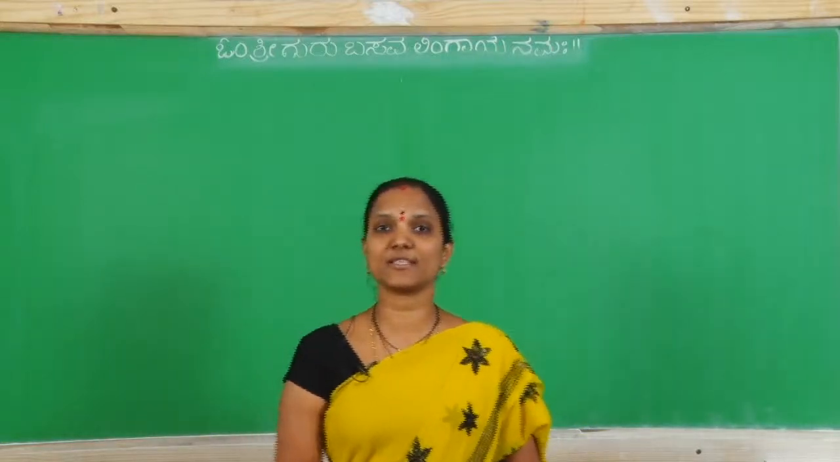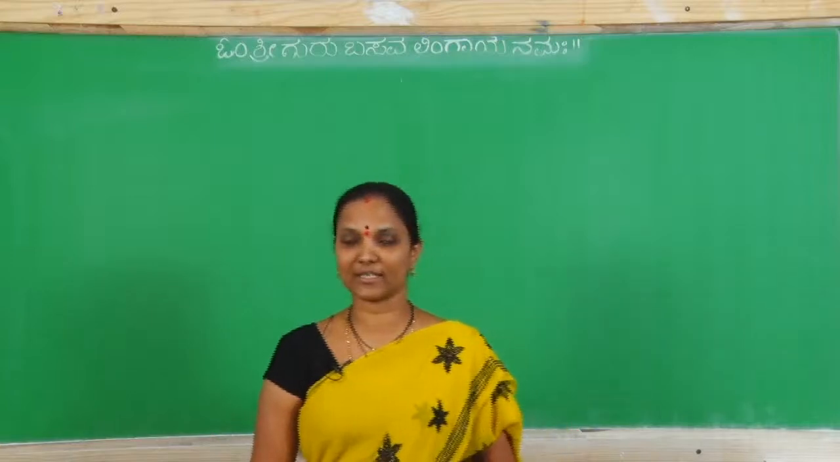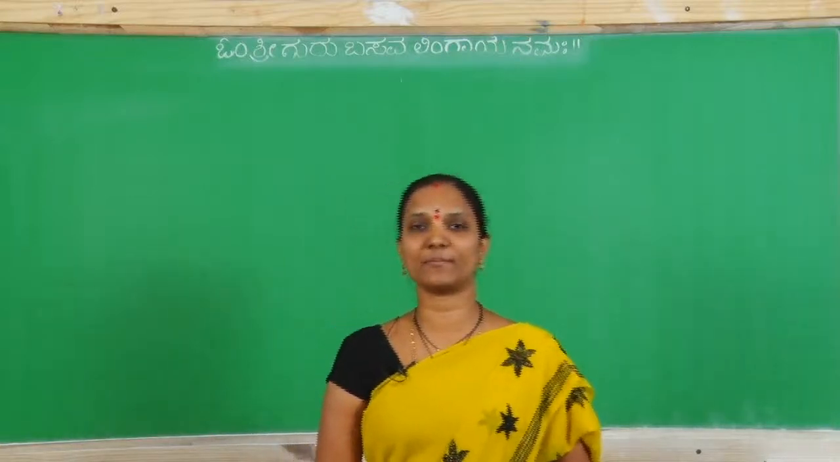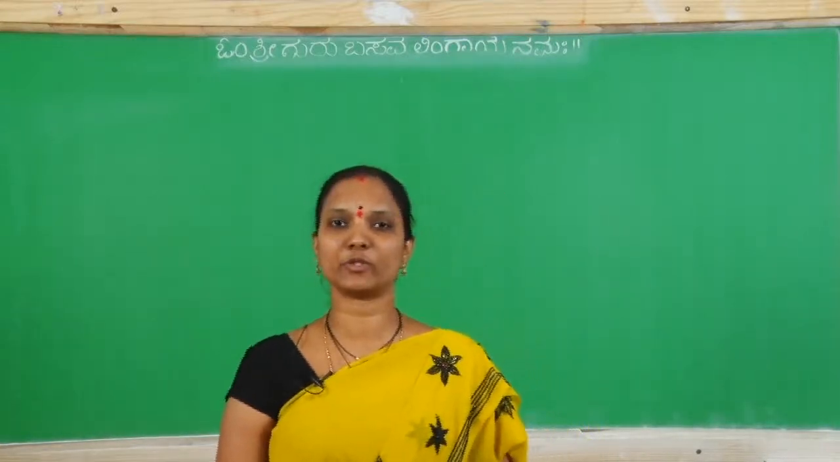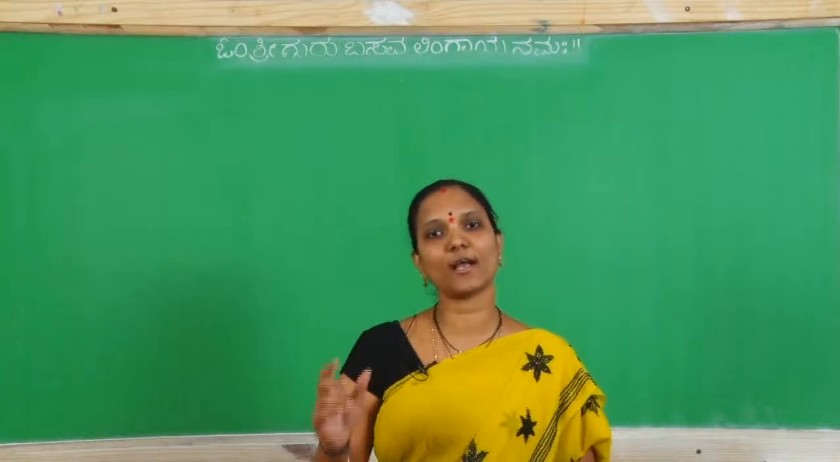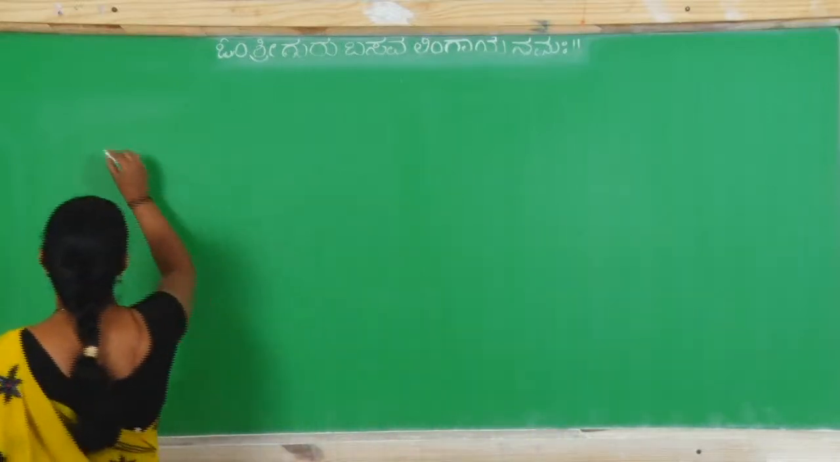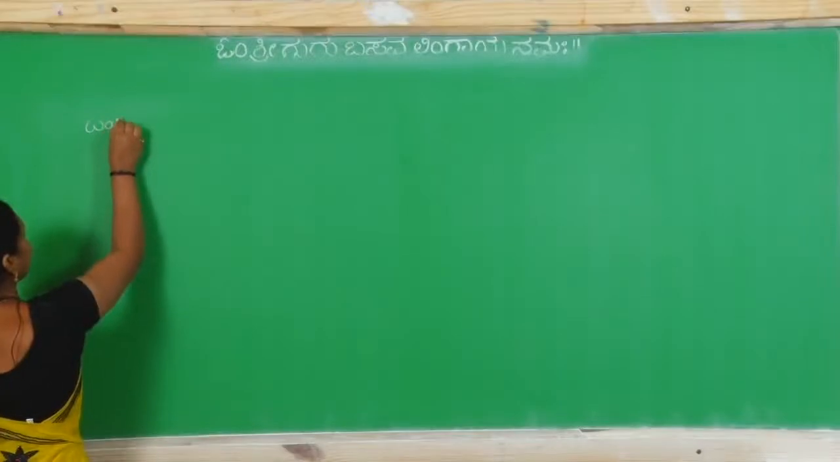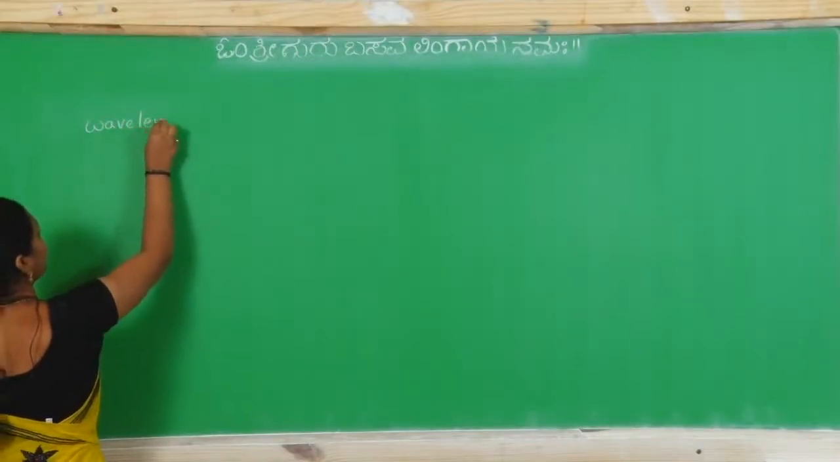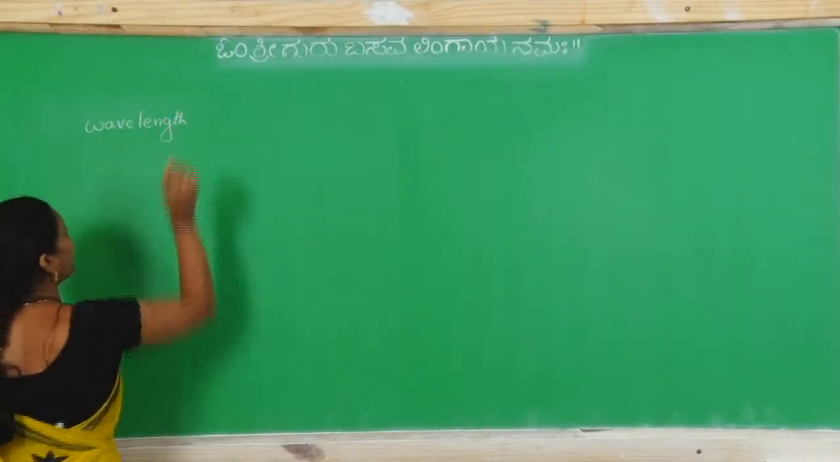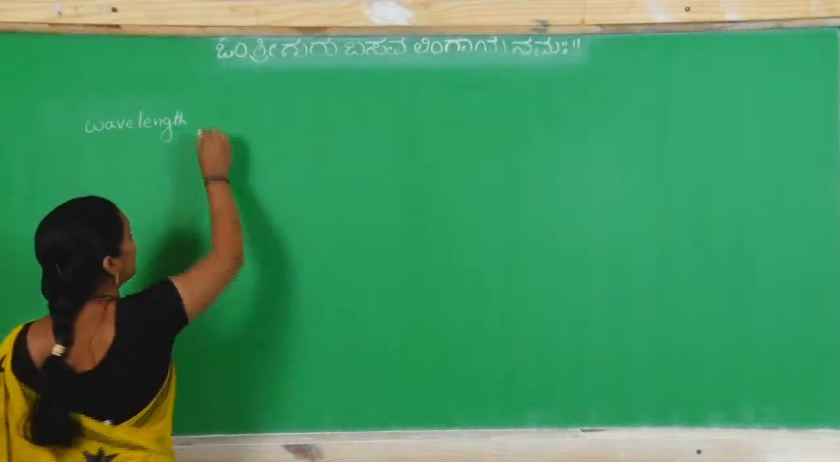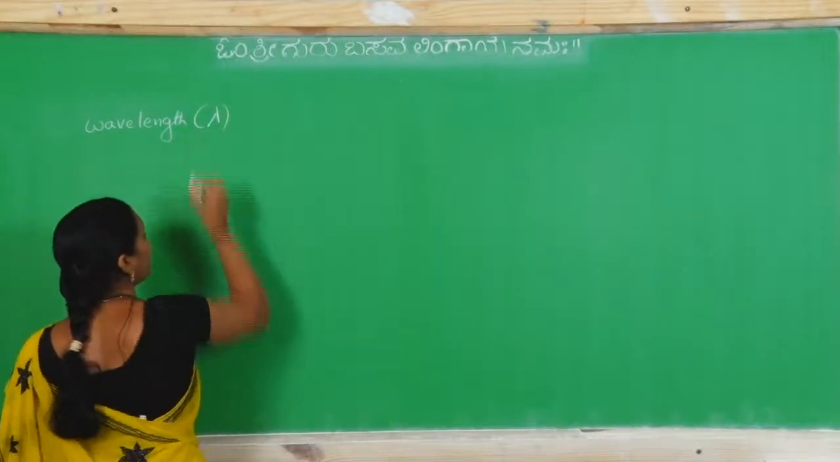So what are the characteristics of waves here? Wavelength, frequency, wave number, velocity and amplitude. What are the definitions and units we learned? Anyhow, once again, what is wavelength? Characteristics of waves. Wavelength is represented by lambda.